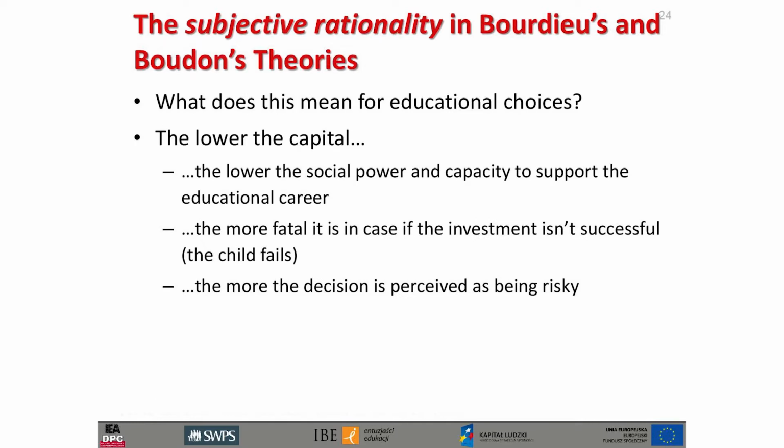For educational choices, this means that the lower the capital is, the lower the social power and capacity to support the educational career, and the more fatal it is in case the investment isn't successful. Of course, when a family has to invest more, I mean subjectively more, then lack of success is perceived as being worse, and the decision is perceived as being more risky.